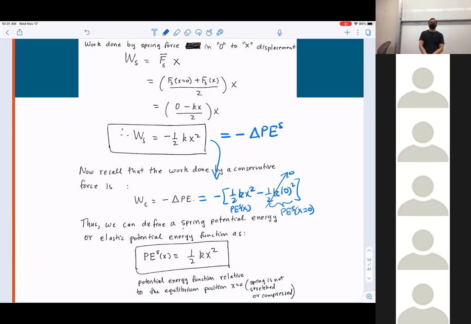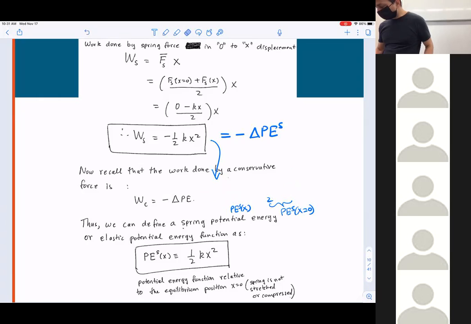So we have found an expression for the change in the spring potential energy as you stretch the object from 0 to x. Any questions on that? Let me just do it this way. But what is this minus the change in the spring potential energy? That's minus the spring potential energy value at x minus the spring potential energy value at x equaling 0, right?